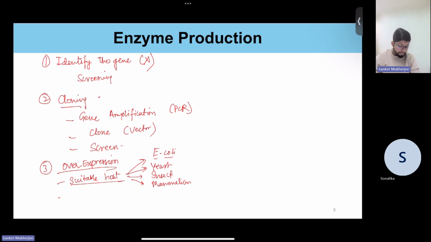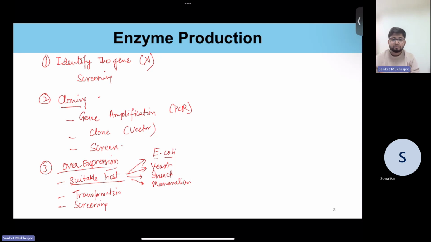Apart from that, we go for transformation. Transformation is basically you insert your gene containing plasmid into the bacterial system. For bacteria, it's called transformation. For eukaryotes, it's usually known as transfection. Then we go for screening. So we want to see whether we have actually been able to successfully insert our gene, our plasmid, into the bacteria. So for that, we need to perform screening.